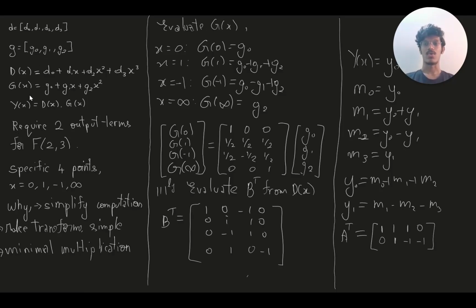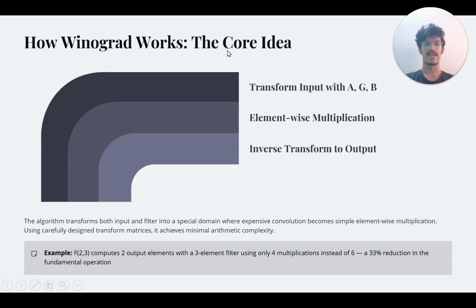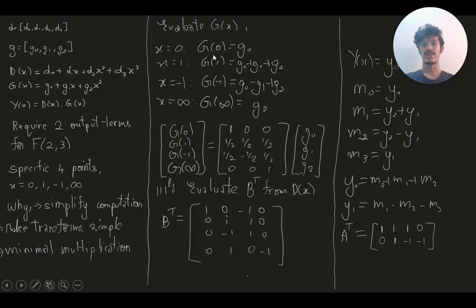So this is how we obtain these predefined A, G, B matrices. Let's take a sample input vector. Deriving them, we start with 1D convolution. Let's start with a sample polynomial where four variables are there. We've got d0, d1, d2, d3, and g is the filter kernel, g0, g1, and g2. This is just an introduction. If we compute them as polynomials, we've got d0 plus d1x plus d2x squared plus d3x cubed, and similarly for g of x.